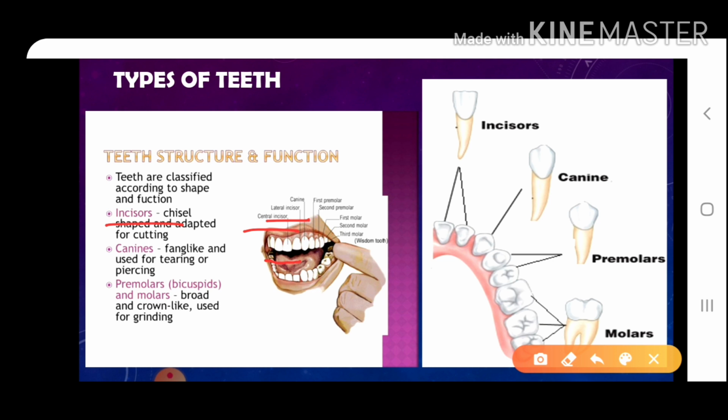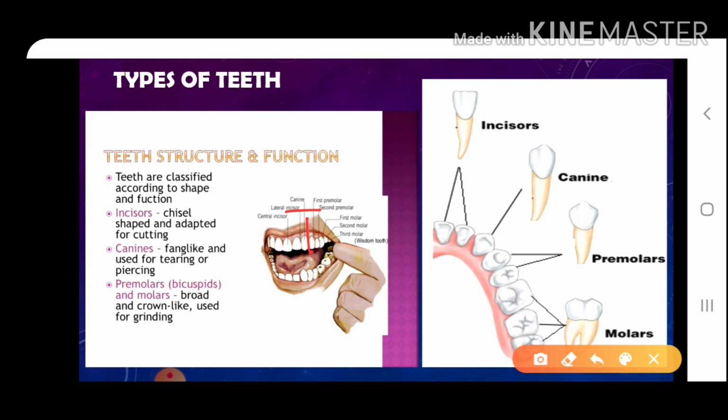The next set of teeth that we possess as human beings are canines. These are fang-like, used for tearing and piercing. Fang-like teeth means that they are tapering at the end like this. So over here you can see very well that this tooth is a canine. This is a fang-like tooth and it is used for tearing and piercing. Non-vegetarians might very well relate. Whenever you are tearing a piece of flesh, we use our canines.